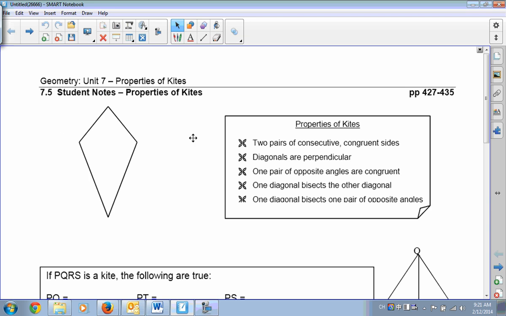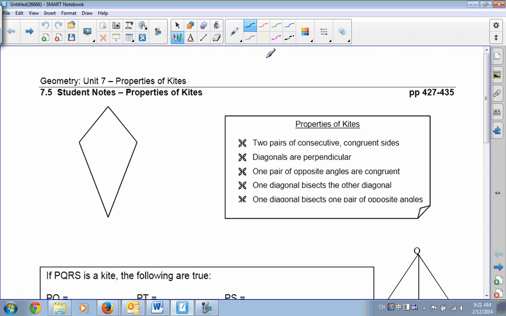Going to go ahead and talk about the properties of kites today, and they're all listed right here. And then we're going to mark these properties on the shape right here, okay? Two pairs of consecutive congruent sides. So which sides on here look like they might be congruent?